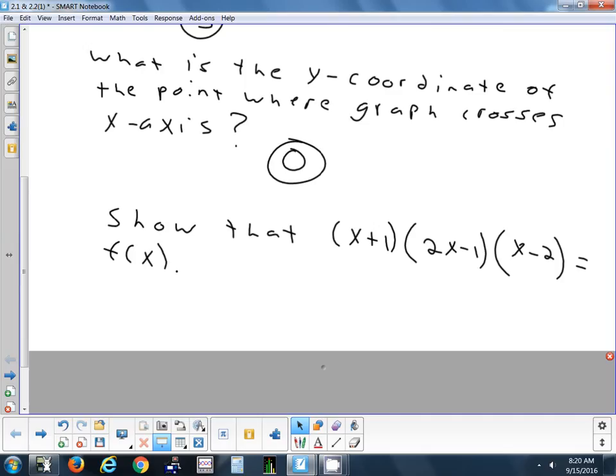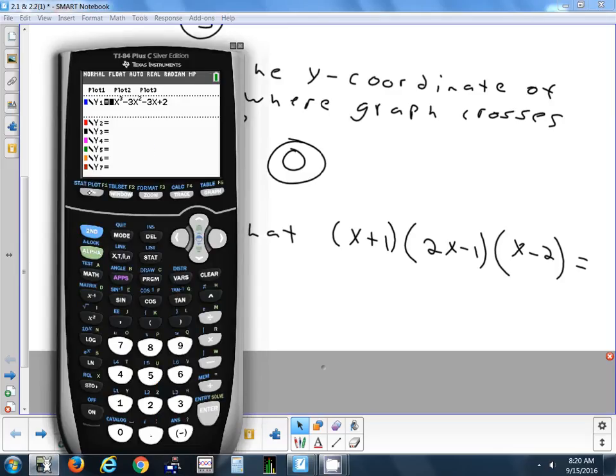That doesn't prove they're the same. Okay, they might look the same in the screen, but who knows when x is 1,000,000 if something's a little different. Okay, so we can use a graph to kind of investigate it, but it doesn't really prove anything. So we can do x plus 1 times 2x minus 1 times x minus 2. Okay, and based on the picture, it looks like they're the same. Okay, it did trace right over it.